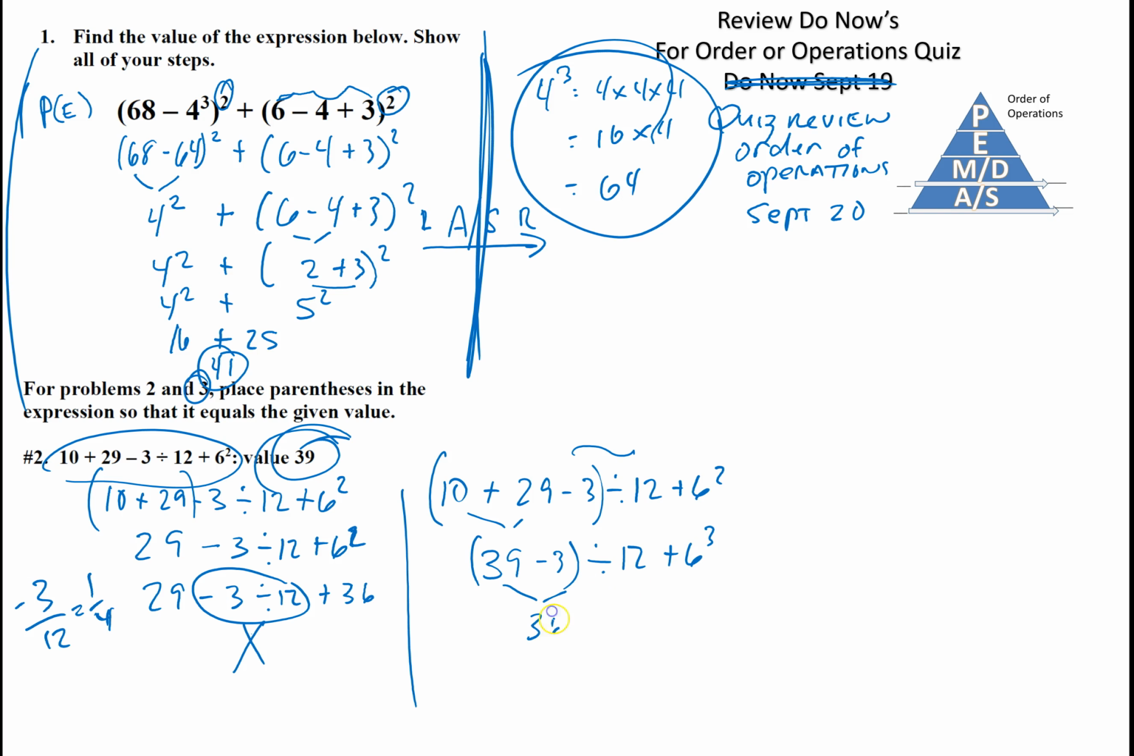39 minus 3 gives me 36, divided by 12, that looks good, because if I can do that next, I'll get 3, plus 6 squared, which is 36. I'm sorry, I did 2 things at once. I don't want you to do it, so I'm not going to do it. 6 squared. So now my next operation is exponents. So 36 divided by 12 plus 36. Division, 3 plus 36 gives me 39.